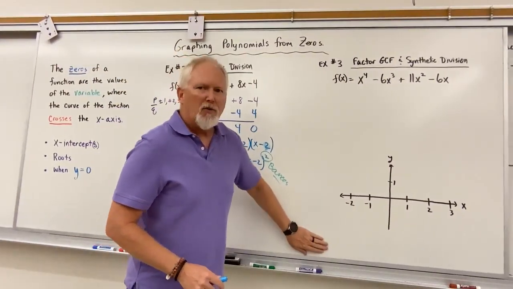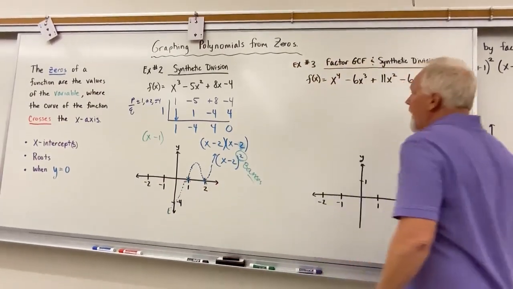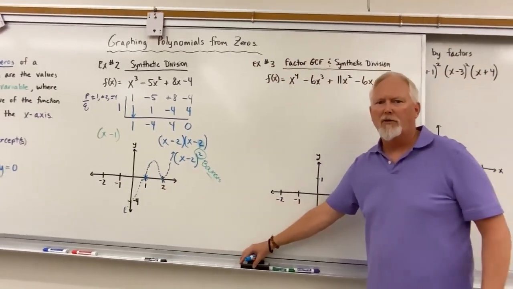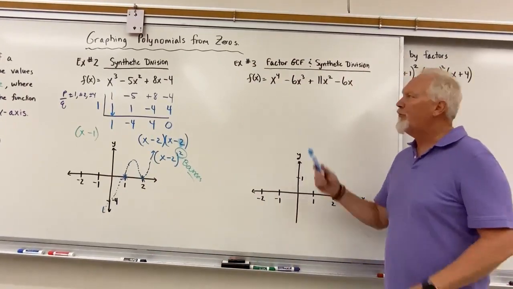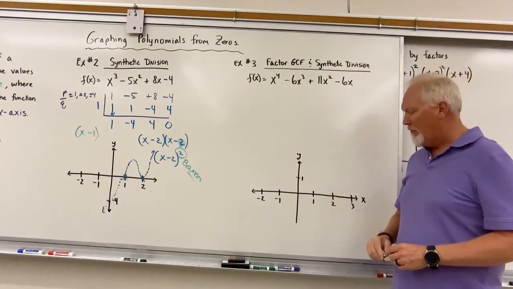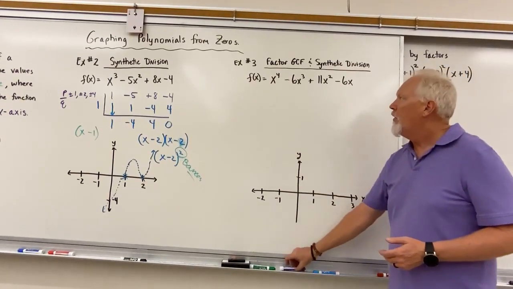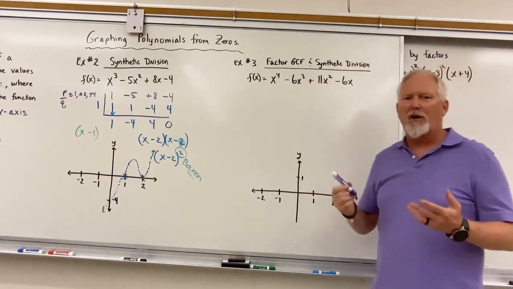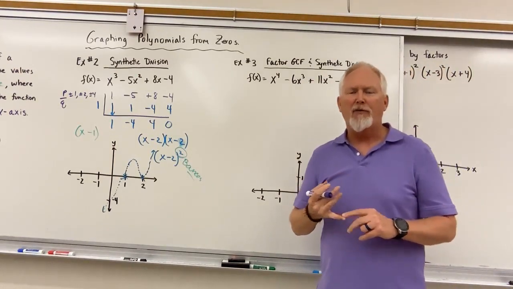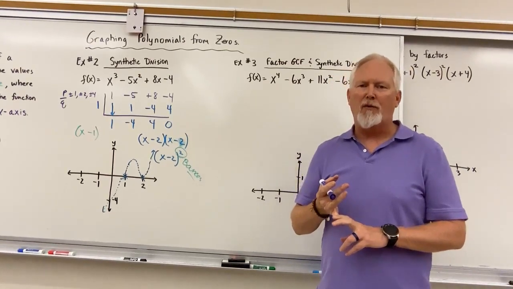In this case, we have x to the 4th minus 6x cubed plus 11x squared minus 6x. Now, in many cases, what we want to do is try and factor out a GCF. Remember, the rules of factoring are: find the GCF. If it's a quadratic, factor it. If a is greater than 1, we try and factor that.